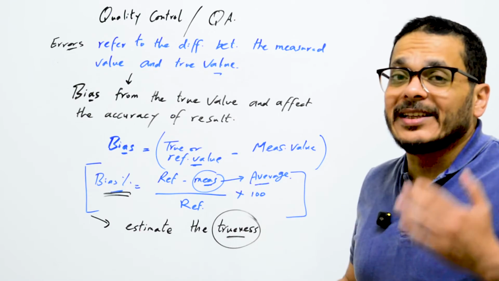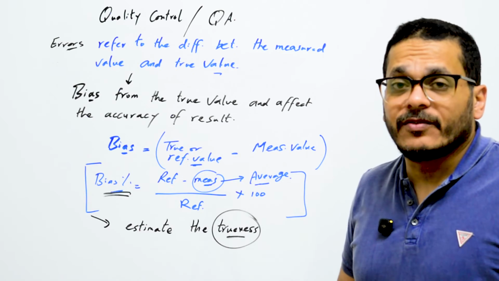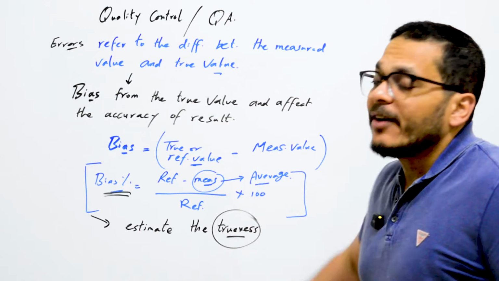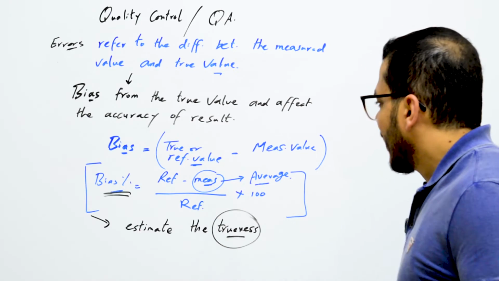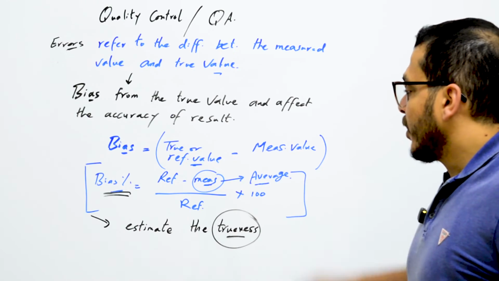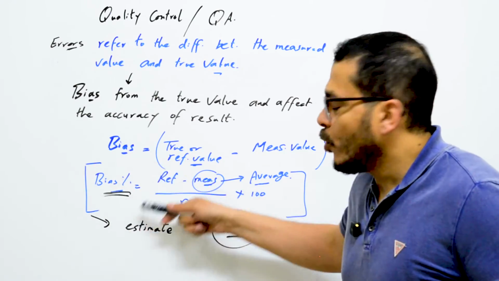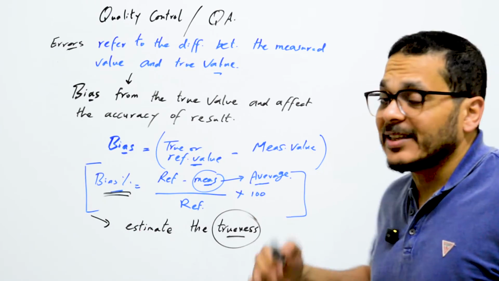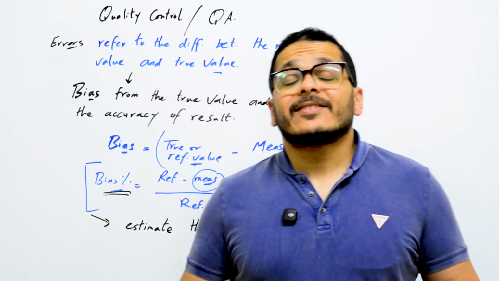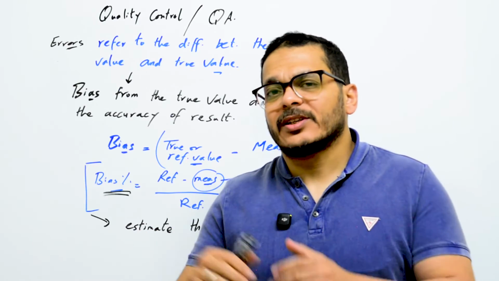So you should make replicate analysis of a spiked sample, a sample spiked with known concentration, or a CRM, certified reference material, as I explained before in the method validation course. You will calculate the average of all the replicate analyses, then calculate bias percentage, which equals reference minus average, divided by reference, multiplied by 100. That estimates the trueness. If the bias percentage is low, that means the results are accurate and near the true value or real concentration. So it is very important to eliminate or reduce the errors to be able to get an accurate result at the end.